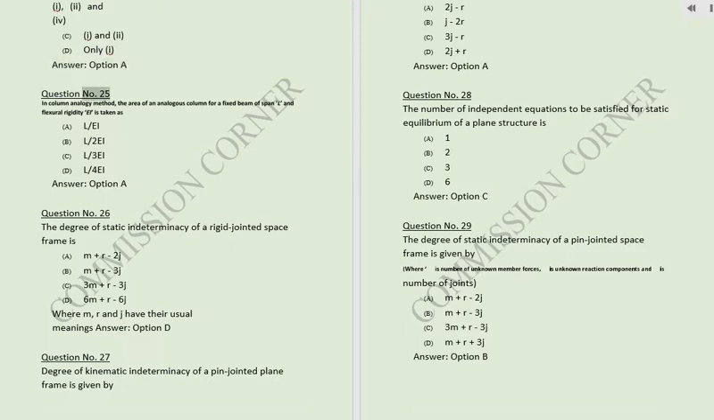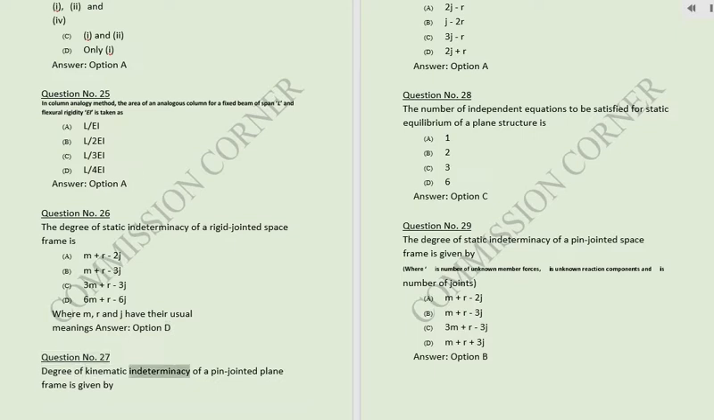Question number 25. A, L/EI. B, L/2 EI. C, L/3 EI. D, L/4 EI. Answer, option A. Question number 26. The degree of static indeterminacy of a rigid jointed space frame is: A, M plus R, 2J. B, M plus R, 3J. C, 3M plus R, 3J. D, 6M plus R, 6J, where M, R, and J have their usual meanings. Answer, option D.